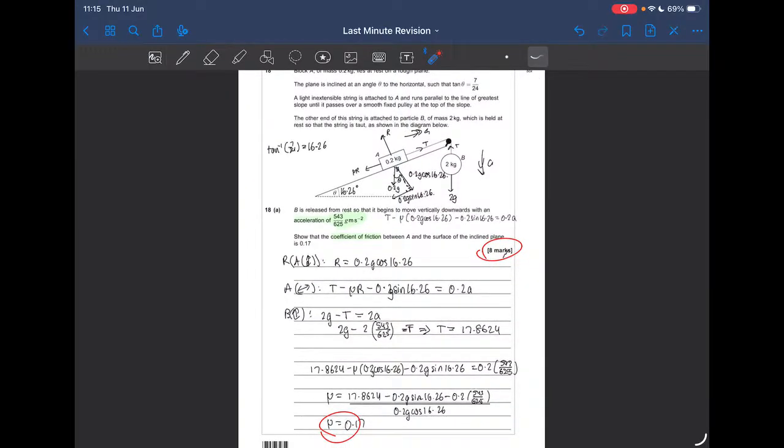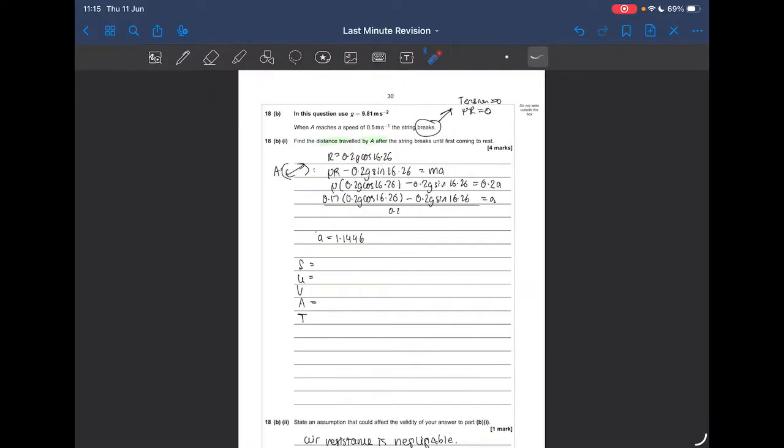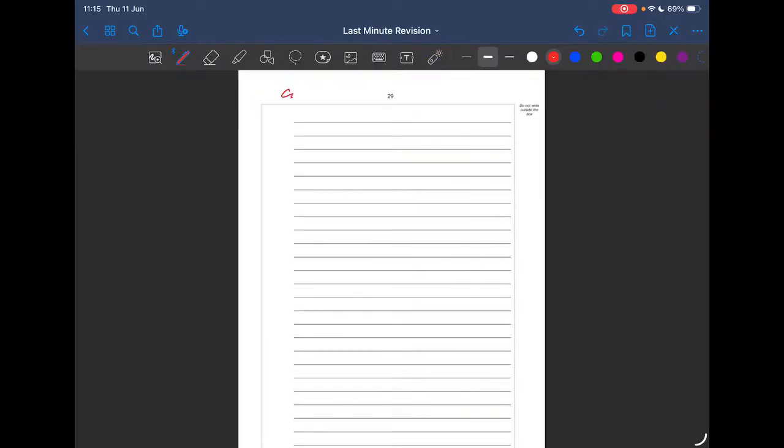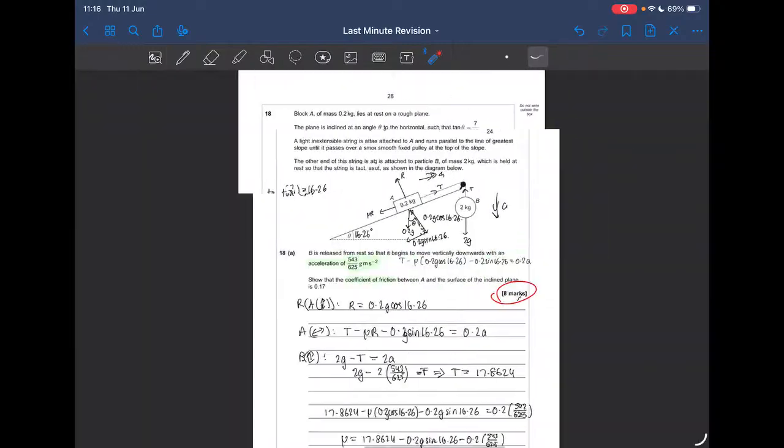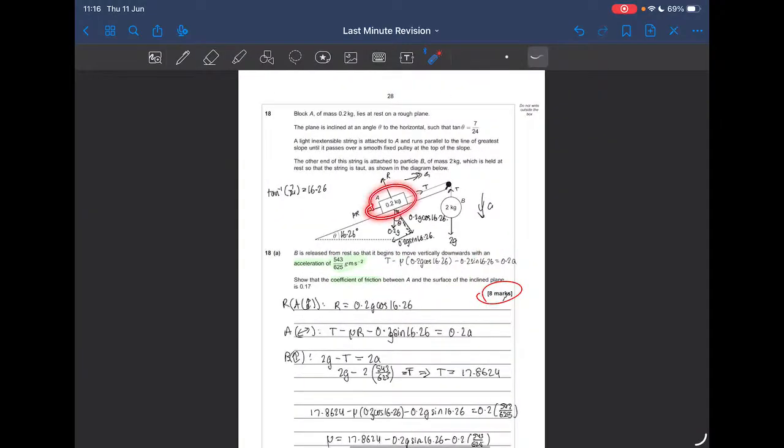B is released from rest. It begins to move downwards vertically. So we have 5, 4, 3 on 6, 2, 5. A is 5, 4, 3, 6, 2, 5. That's in the first little section. After the string breaks, this is still going to be going up, but it's going to be stopping now.